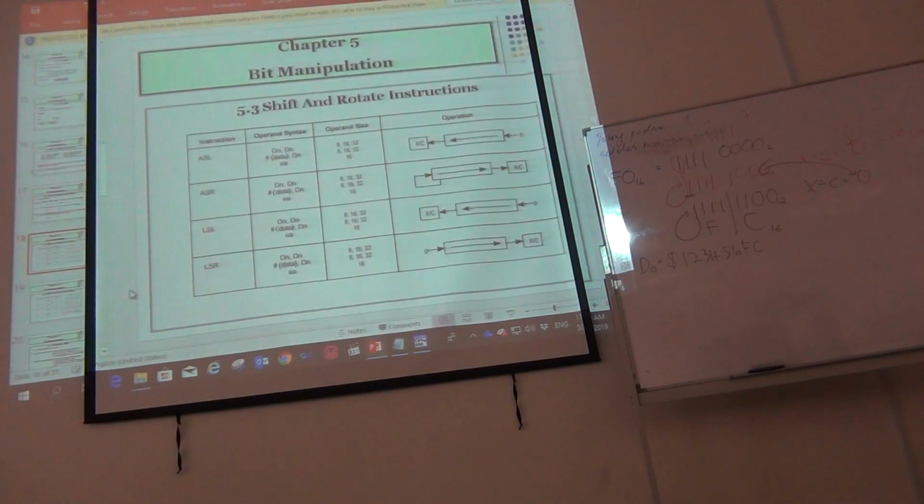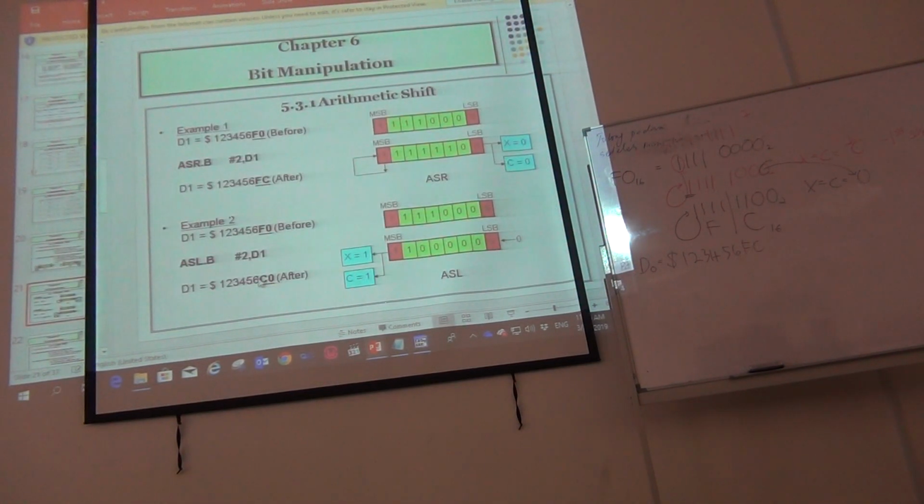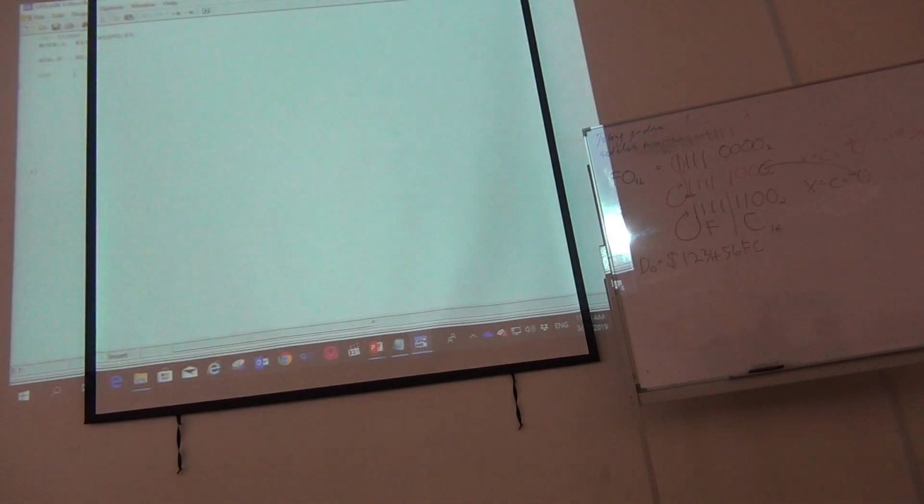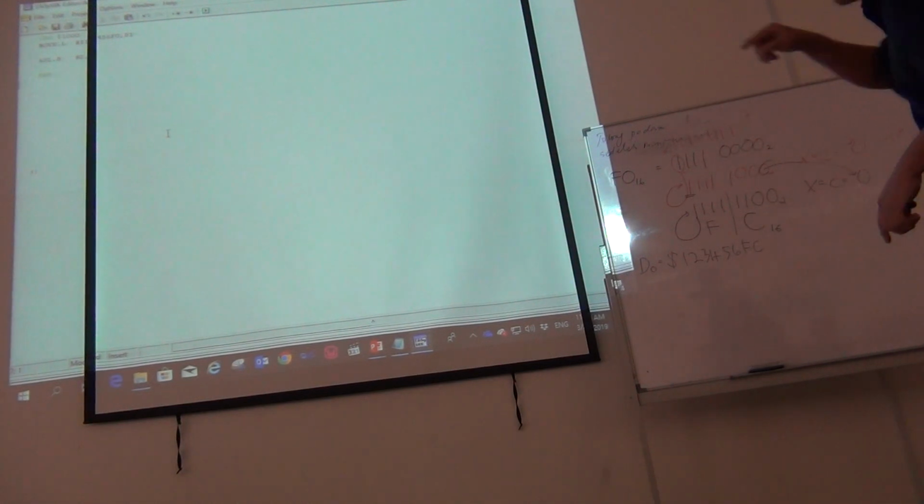Arithmetic shift left. So the same one as just now, changing this one to arithmetic shift left dot 5. Change it and run it. Now you have to read on your paper how it changed.